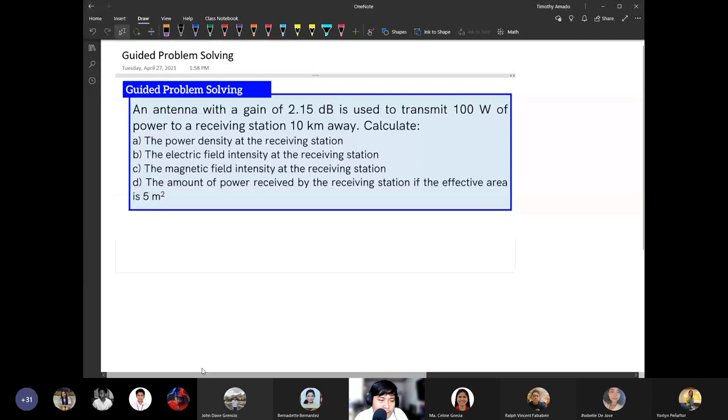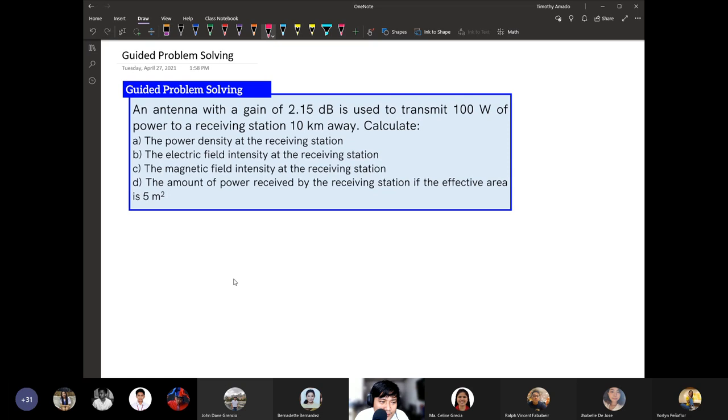So, solve tayo. An antenna with a gain of 2.15 decibel is used to transmit 100 watts of power to a receiving station 10 kilometers away. Calculate the power density at the receiving station. Madali lang tong A. May formula lang tayo para sa part A. So, game. Part A tayo, guys. Power density is equal to PT GT, di ba? So, 100 watts.